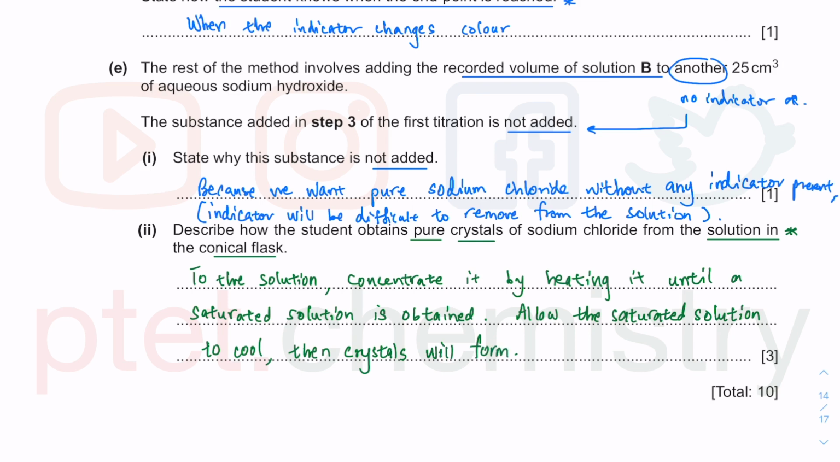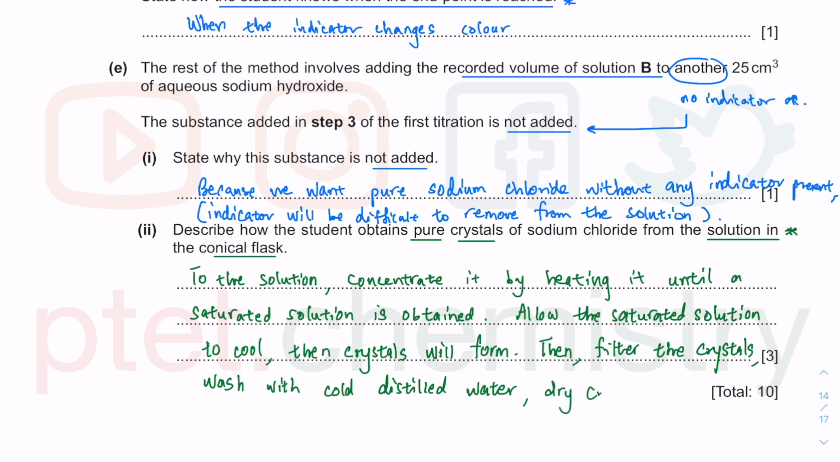You want to get pure crystals, you don't want them together with a little bit of the solvent. So what happens then is filter the crystals, but then you still have a little bit of the saturated solution. So you've got to wash with cold distilled water, because you don't want the crystals to dissolve again, so you use cold distilled water, and then you dry.